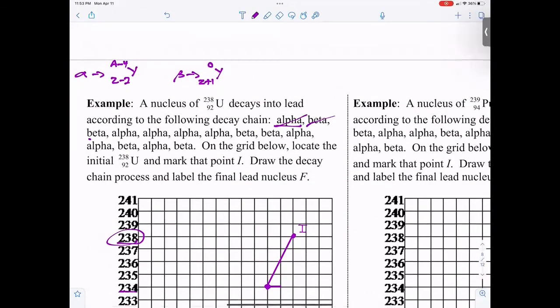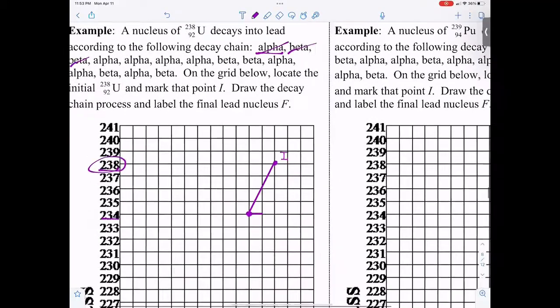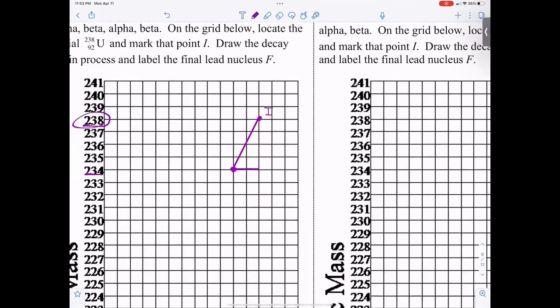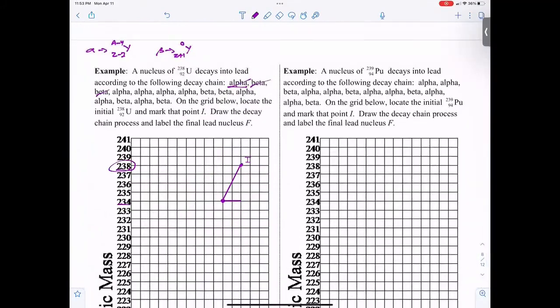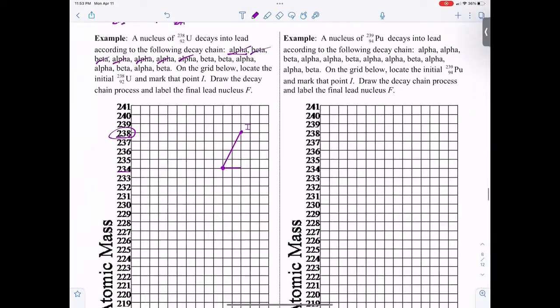And then the next one is a beta reaction right here. So I'm going to cross that off, and I'm going to add 1 more proton. Okay, now I have an alpha, alpha, alpha, alpha. I have 4 alphas in a row. To do 4 alphas in a row, I'm going to go down 4 over 2, down 4 over 2.